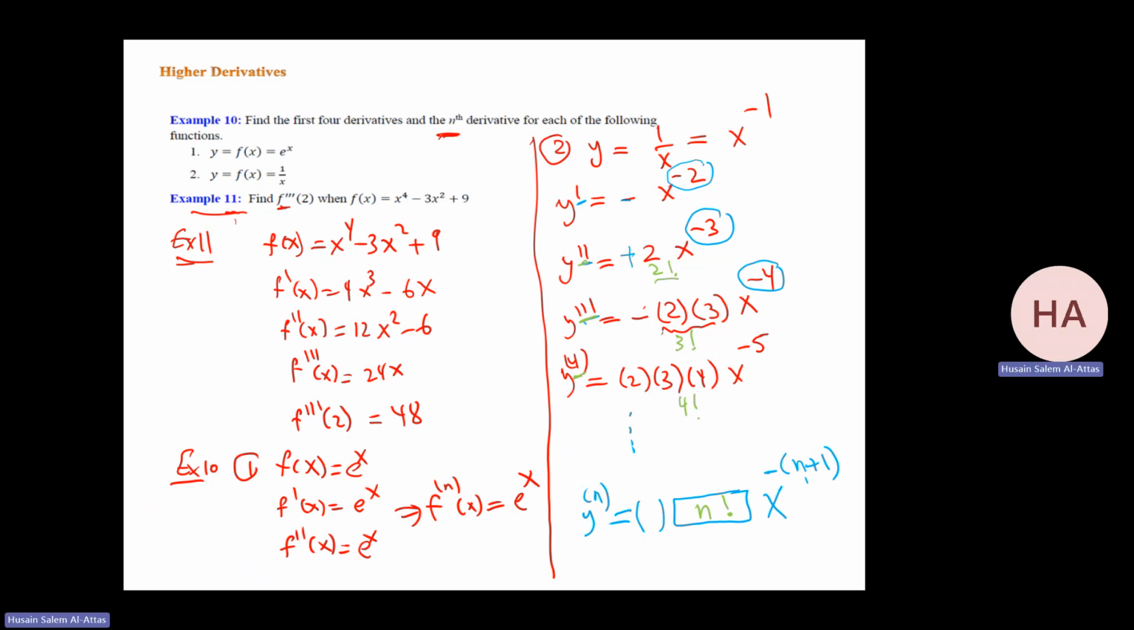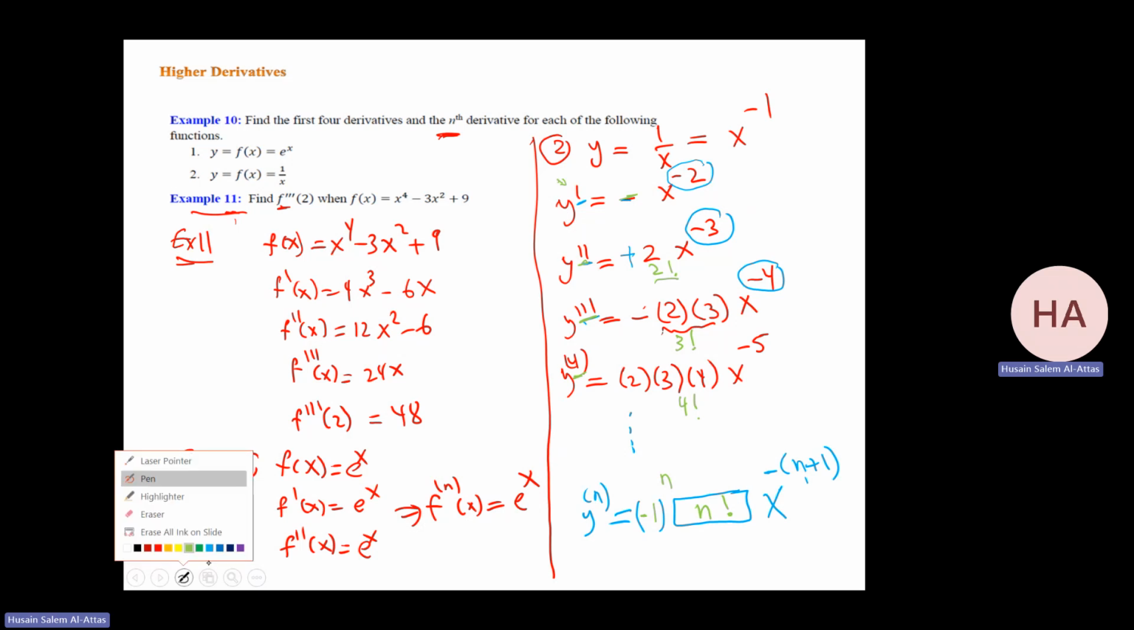Now the sign. If you notice, for the first derivative, odd ones, I'm getting negative. Even ones, I'm getting positive. So I will rewrite it as minus 1 to the power n. So if it is odd, 1 or 3, I'm getting a negative sign. If it is even, I'm getting a positive sign. So that will give me the answer.